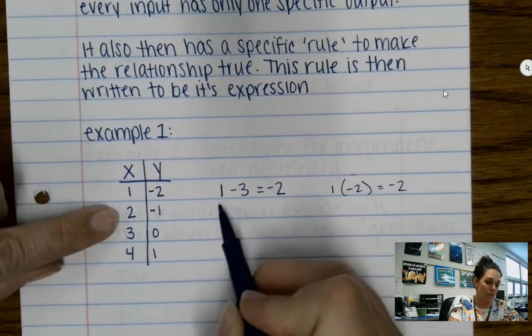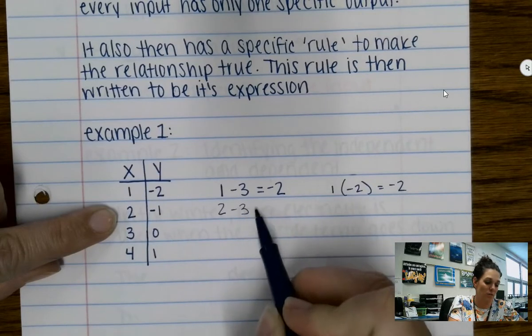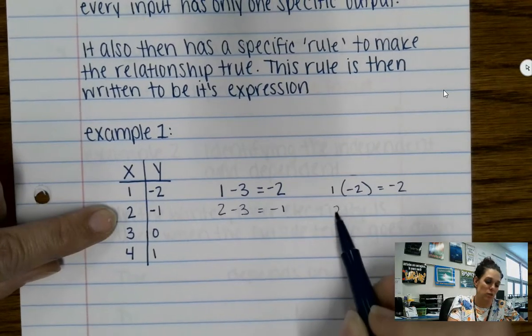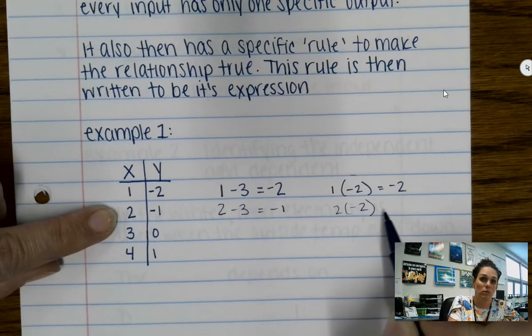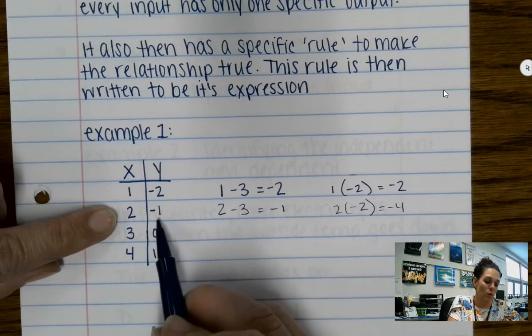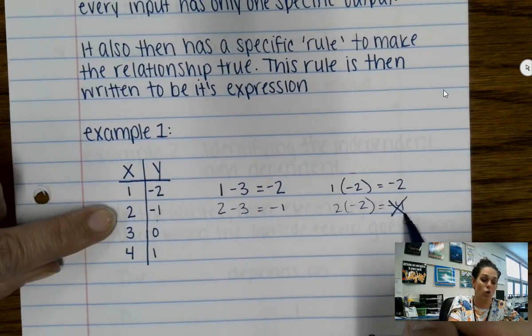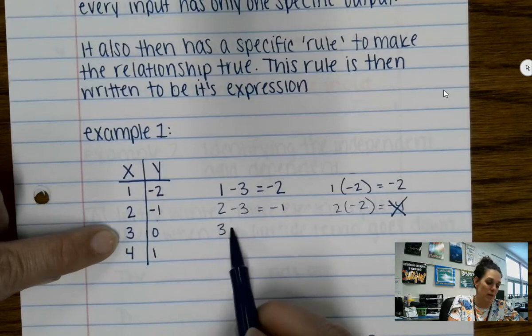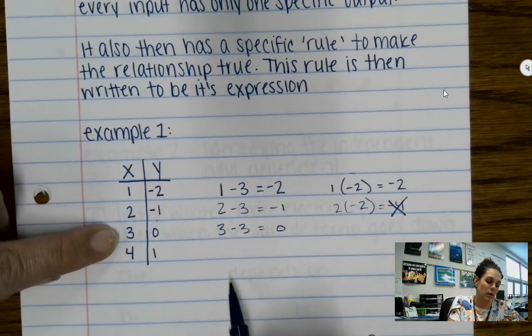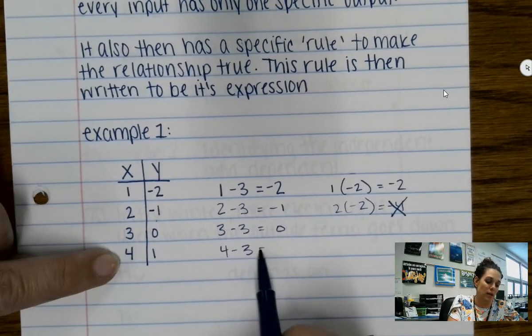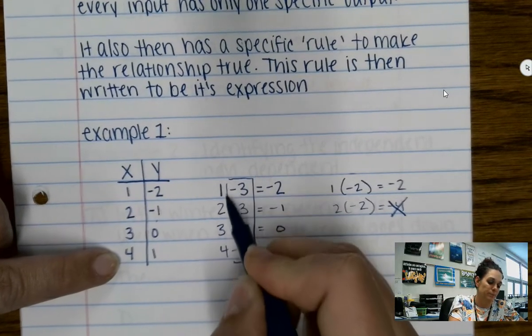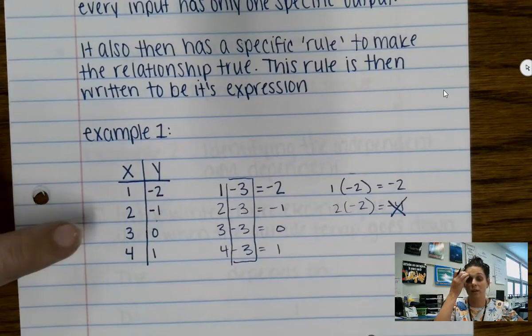So we're going to say, okay, well, if I have 2 and I'm going to subtract 3 from it, well, I do get -1. If I do 2 times -2, well, that produced -4, which is not -1, so that is wrong. So now I might try this again, and I could say, well, 3 minus 3, yep, it's 0. And 4 minus 3 equals 1. So the rule that's applying is I'm subtracting 3.